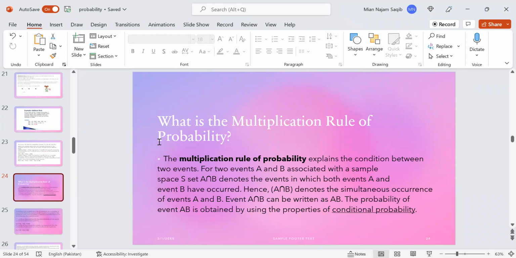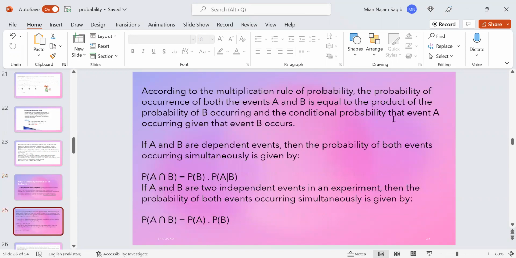What is the multiplication rule of probability? The multiplication rule of probability explains the relationship between 2 events. For 2 events A and B associated with the sample set, A intersect B denotes the event in which both events A and B have occurred. Hence, A intersect B denotes the simultaneous occurrence of events A and B. The event A and B can be written as AB. The probability of event AB is determined by using the properties of conditional probability. According to the multiplication rule, the probability of occurrence of both events A and B is equal to the product of the probability of B occurring and the conditional probability of event A occurring given that B occurs.